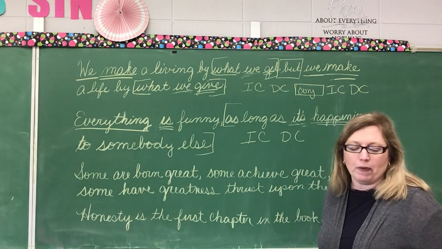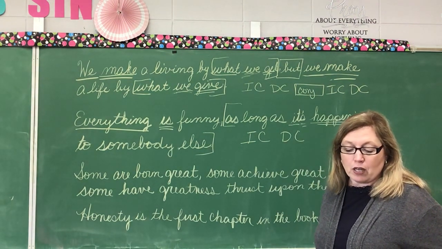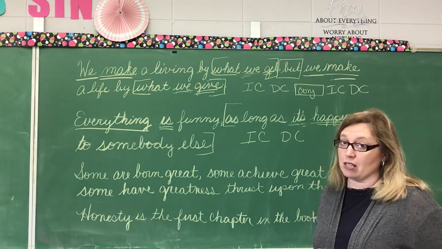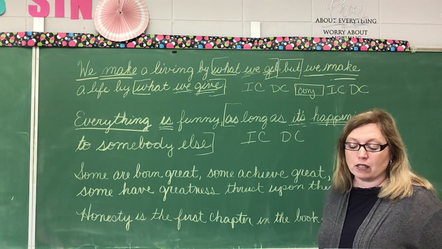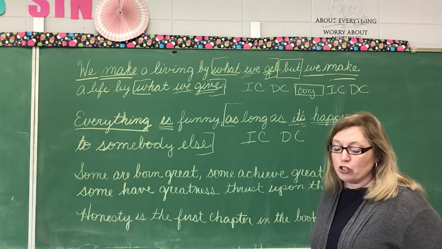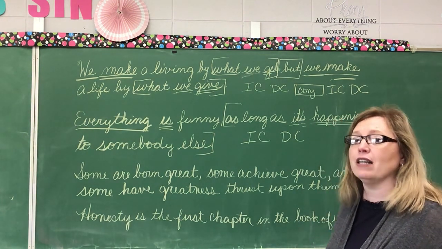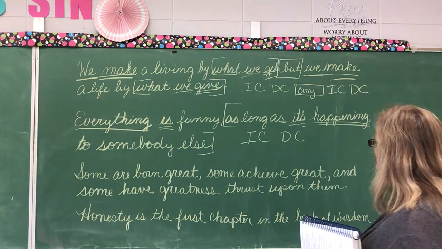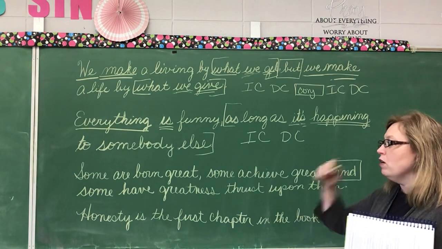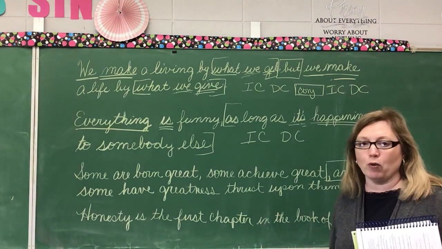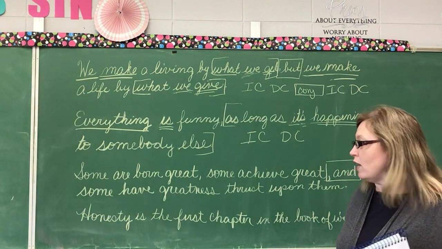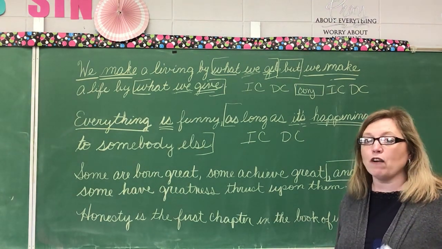Look at the next one. "Some are born great. Some achieve greatness, and some have greatness thrust upon them." That was stated by William Shakespeare. All right, so my first question is, do you have a conjunction anywhere? Well, we do. We have a comma and a conjunction right there. Now, do I have any relative pronouns or subordinating conjunctions? I do not. So let's go through and find our verbs, okay?